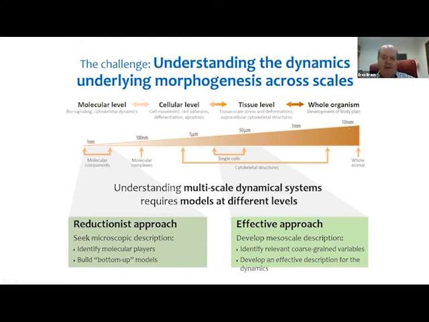Okay, and so when it comes to models, we have to understand multiscale dynamics. The usual approach taken in biology is the reductionist approach: take a hammer, break the system into the smallest parts, and start to build from the microscopic the macroscopic picture. This, to my mind, cannot answer the basic question we asked at the beginning. We would rather take the approach that is usually taken in physics, which is an effective approach, and develop some mesoscale description, which involves identifying some relevant coarse-grained variables, and then developing an effective description.